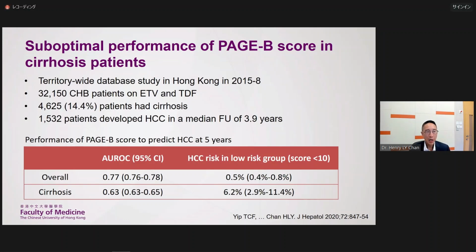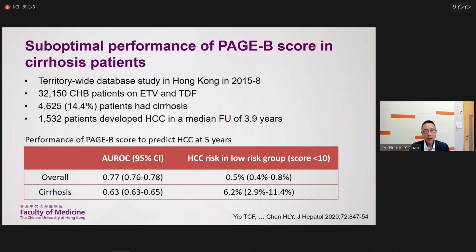In other words, the estimated average annual risk was only 0.1%, which is very, very low. And based on lots of studies, HCC surveillance may not be needed. However, if we just look in the cirrhosis subgroup, that is the 4,600 patient subgroup, we found a significant drop in performance of PAGE-B score. The AU-ROC dropped to 0.63, and HCC risk in the low-risk group was 6.2%, which is not negligible. The annual estimated risk of HCC was beyond 1%, and these patients should undergo HCC surveillance.